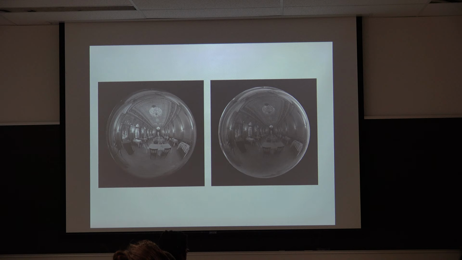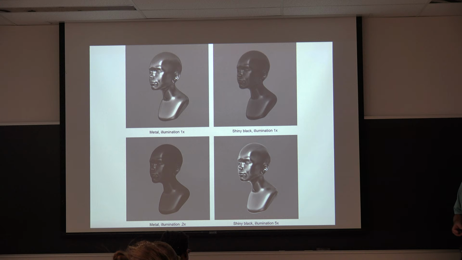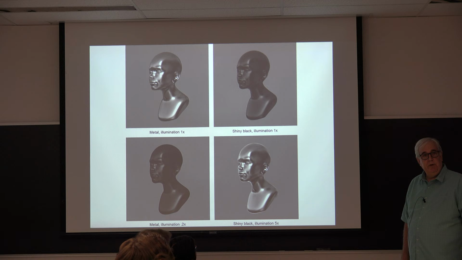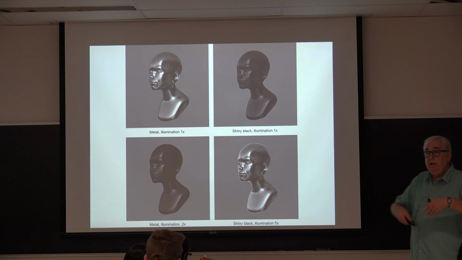So let's first of all consider intensity. What you have in the left column is an object made of metal, and in the right column, you have a shiny black dielectric material. Now, all the reflections in all of these scenes are completely specular. There's no diffuse reflection at all in here.